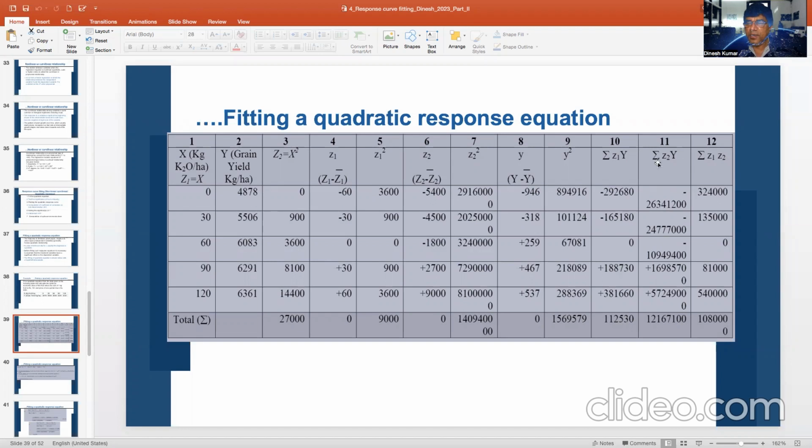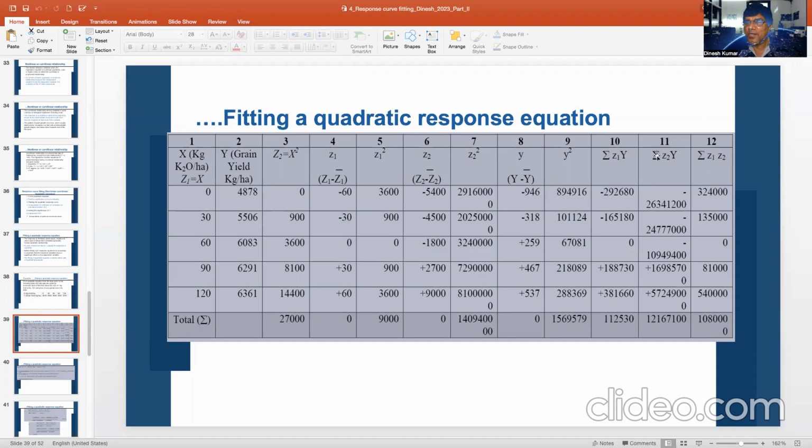Next is column 11, summation z2y. Small z2 is your column number 6 and capital Y is your column number 2. So multiply column number 6 by 2, you get these values. The final 12th column is small z1, small z2. So there you have one column small z1 and another column small z2. Multiply these two, you get column number 12, and take the sum, take the total.